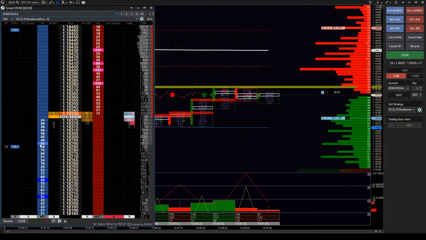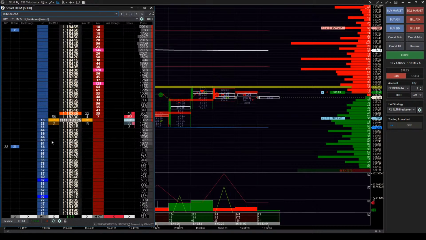We have this liquidity here that might make it difficult to go through. But let's see if we can reach our target or we hit our stop loss. We don't know yet. Everything indicates that we might actually reach our target. Let's wait for a few minutes and see how this ends.